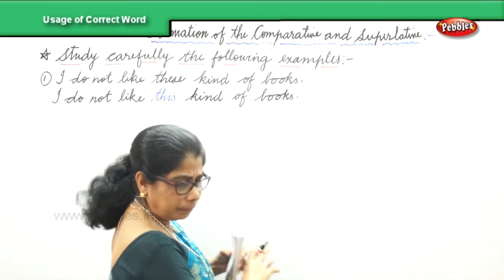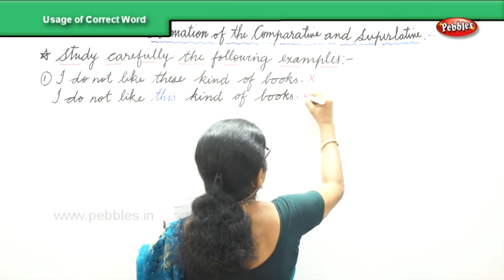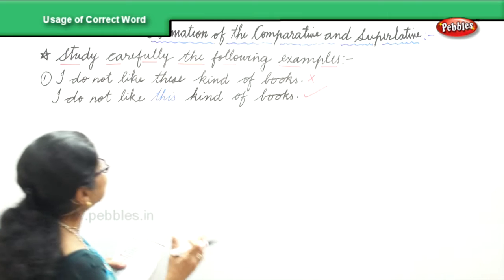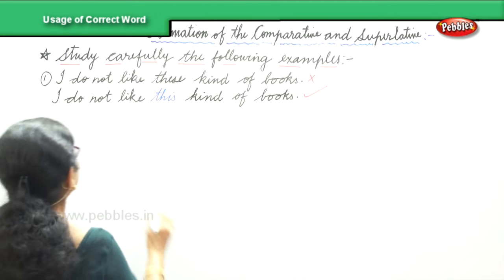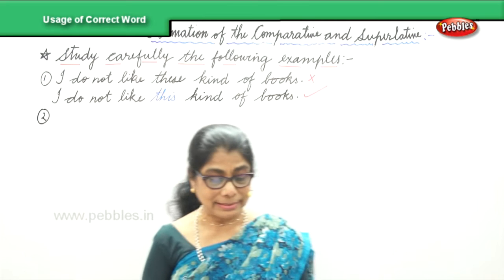This is wrong and this one is right. This is the wrong way of saying and this is the right way of saying. You do not say, I do not like these kind. You must say, this kind. Now let's look carefully at another sentence.